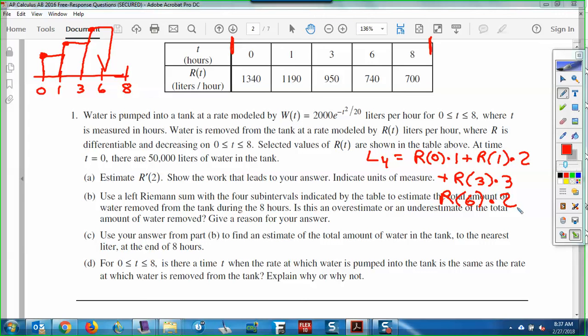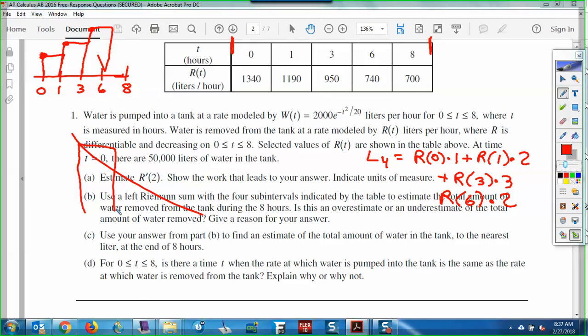What did we know about? Actually, my picture's really bad. What do we know about this graph? The R graph's going down. What are left rectangles going to do? If the graph's going down, left rectangles are going to overestimate.